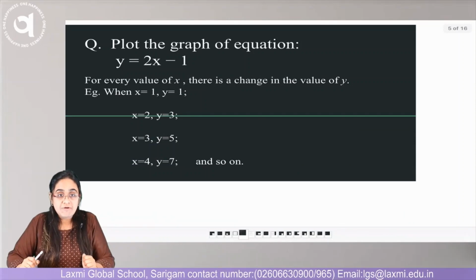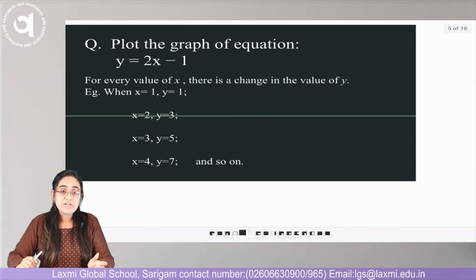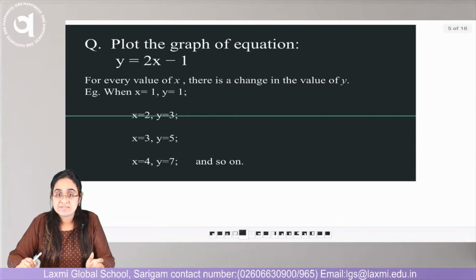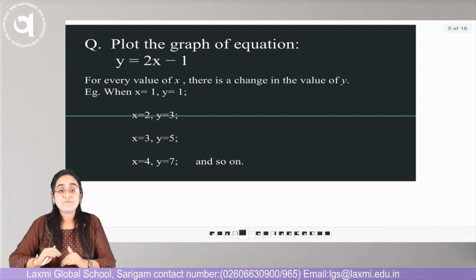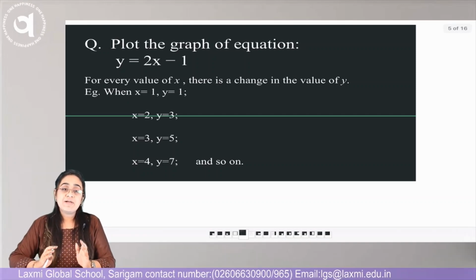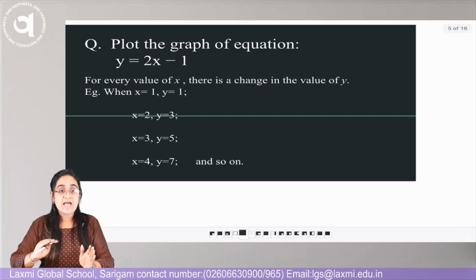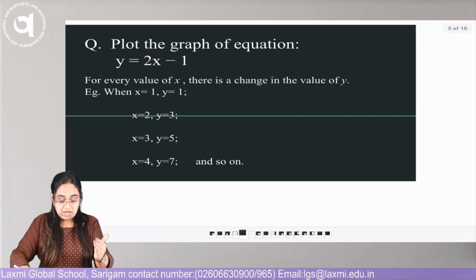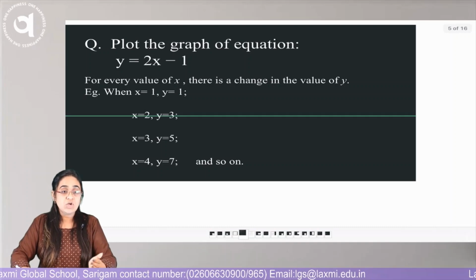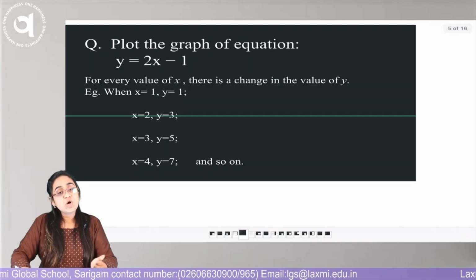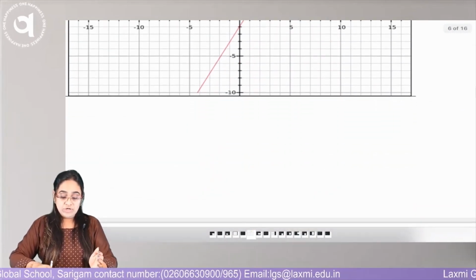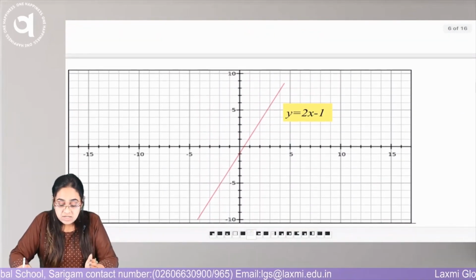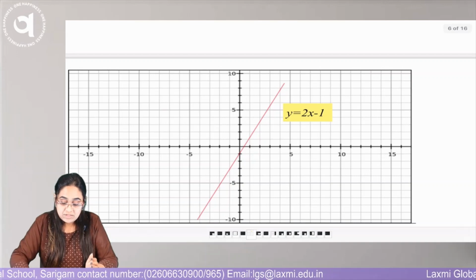How to plot a graph of an equation? We have an equation of the form y is equal to 2x minus 1. We already know that this equation has infinite solutions. Keeping any value of x fixed, your y will have some change in its value. So you have certain values for x and y as (1, 1), (2, 3), (3, 5), (4, 7) and so on. Using all these coordinates, you can plot the line of equation y is equal to 2x minus 1 in this form.